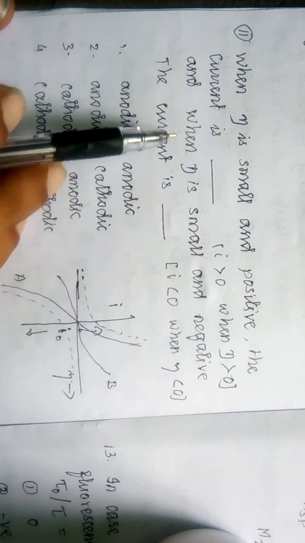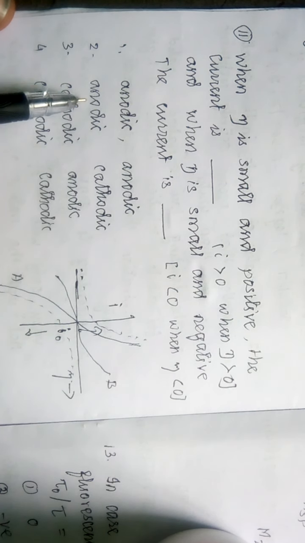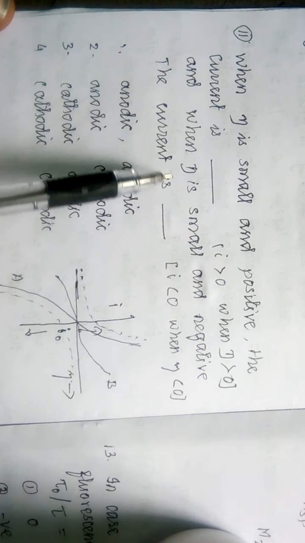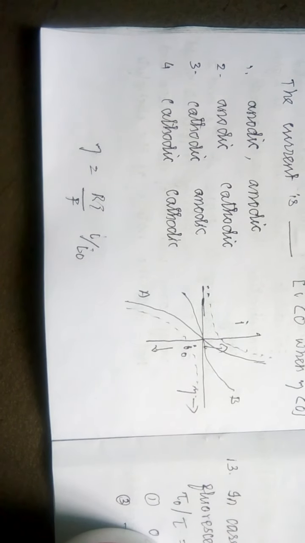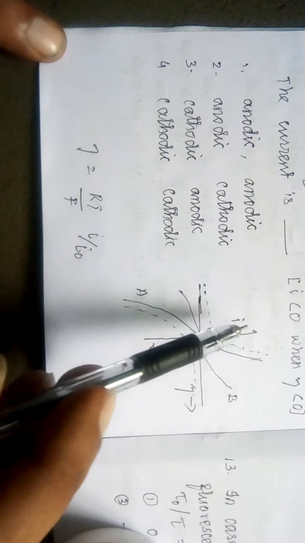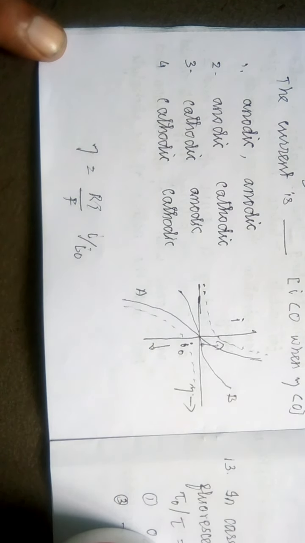And if I is small and negative, it will be cathodic reactions. So these are from the options. If I is small and positive, it will be anodic, and if I is small and negative, it will be cathodic reactions. This part is anodic reactions, and this portion is cathodic reactions. The equation is eta equals RT by F times I by I naught. On the x-axis we take the current, and on the y-axis the potential. I'll see the next question.